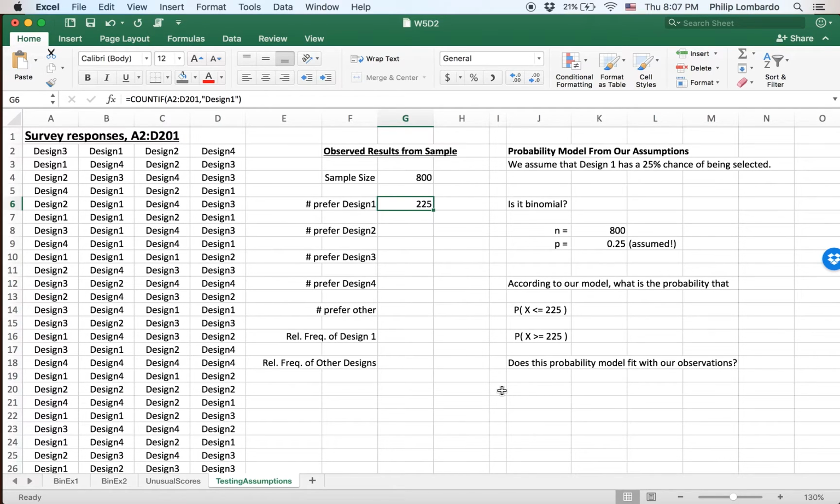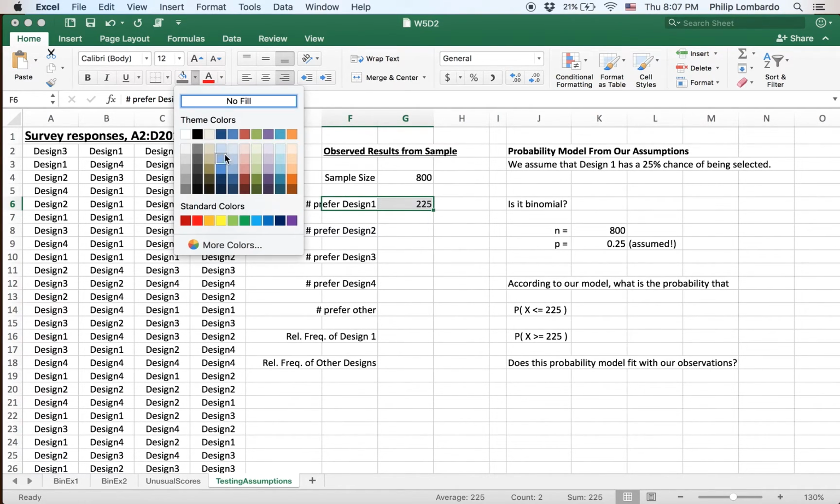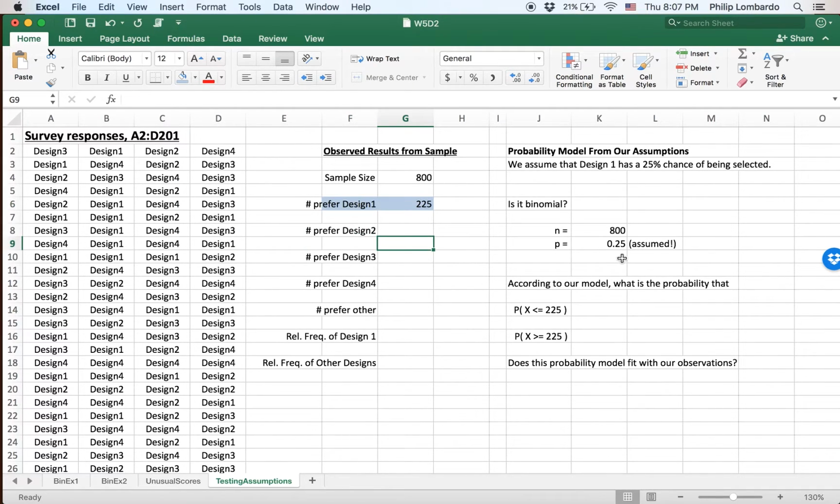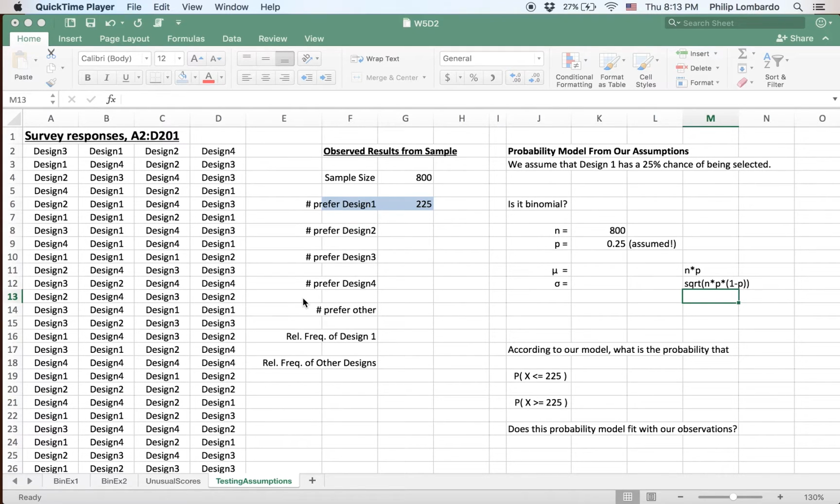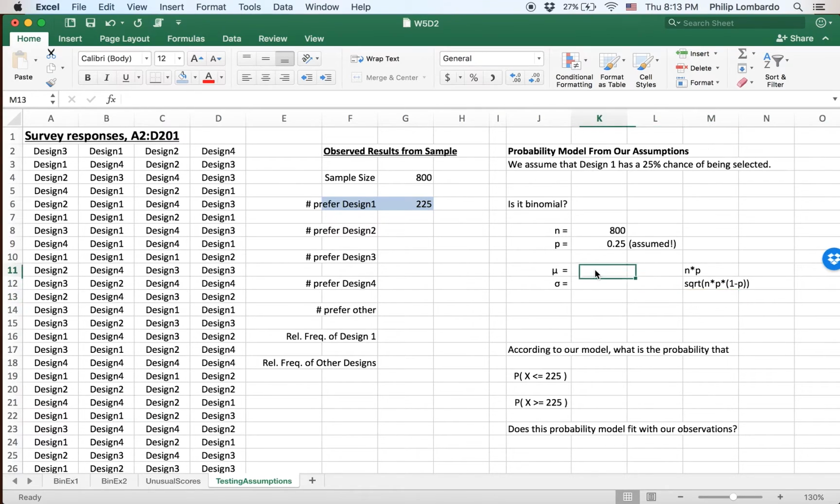Now the underlying question is, is this count, what we observed, really in line with the binomial model that we're assuming when we play devil's advocate with our colleague? In other words, is this in the range of usual values? If we're looking at whether this falls in the usual range of values, it helps to compute the mean and the standard deviation of the binomial model that we're assuming.